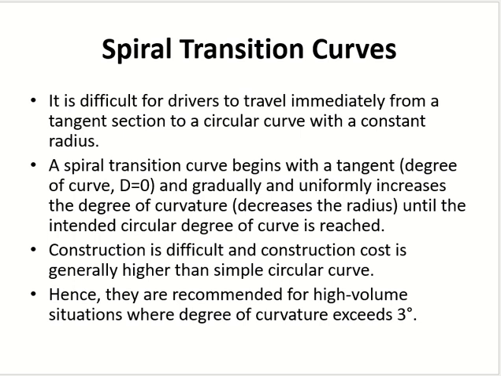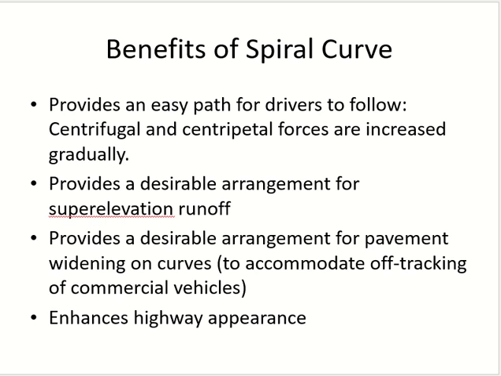If we provide a spiral transition curve, then we will have the following advantages. First of all, when we go onto the curve, the cross section of the road needs to be changed. You need to provide superelevation, so this is a change in slope. We also need to change the width of the road for the trucks. To make the curve, they need larger lane widths. This change can be done on the spiral transition curve.